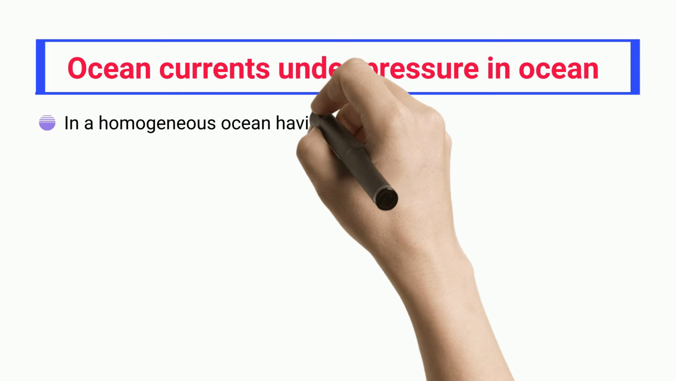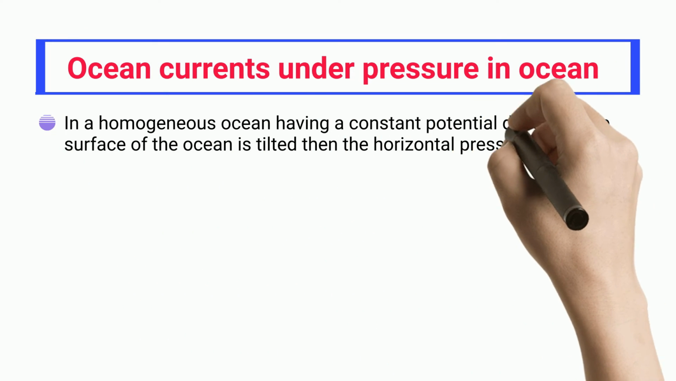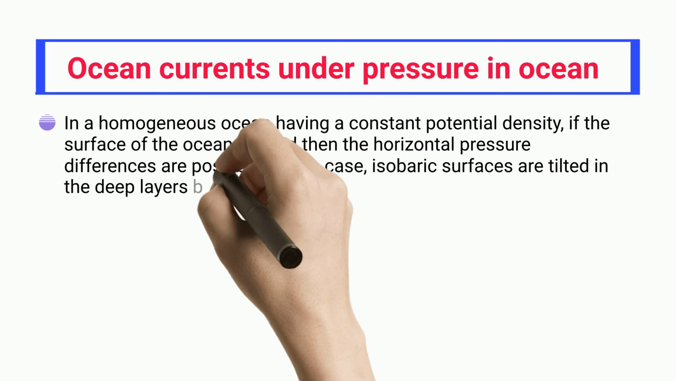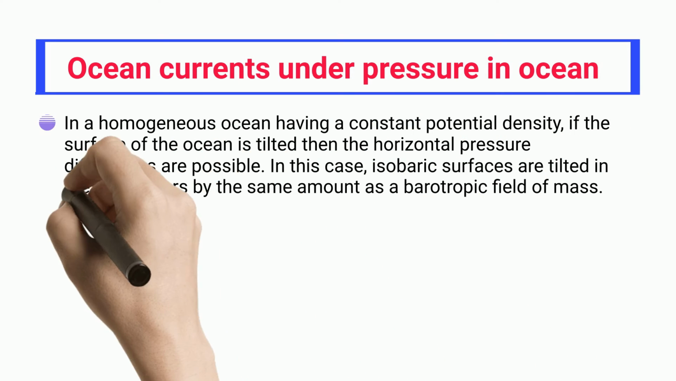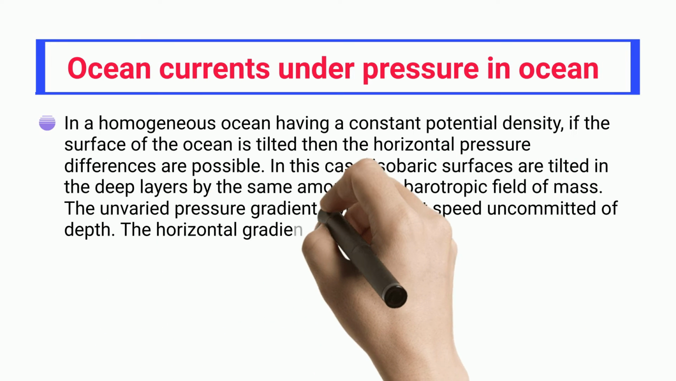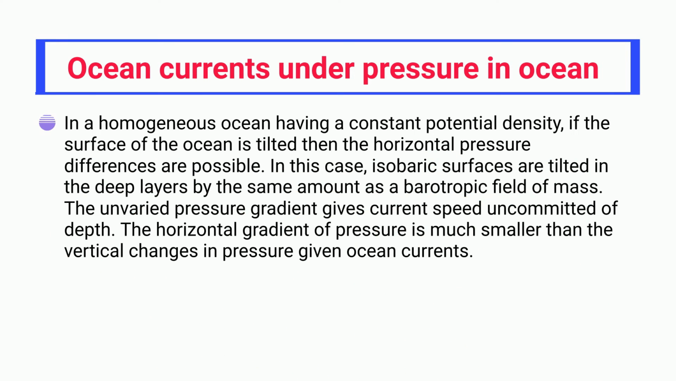Ocean currents under pressure in ocean. In a homogeneous ocean having a constant potential density, if the surface of the ocean is tilted, then horizontal pressure differences are possible. In this case, isobaric surfaces are tilted in the deep layers by the same amount as in a barotropic field of mass. The unvaried pressure gradient gives current speed independent of depth. The horizontal gradient of pressure is much smaller than the vertical changes in pressure given ocean currents.